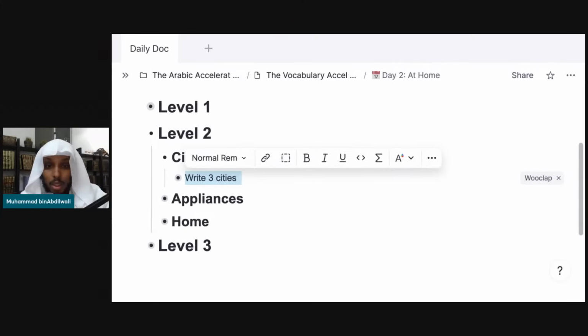All right. Write 3 cities in Arabic. Bismillah. Don't write them in English, please. In Arabic. And I hope that you write cities that are different. No. Write cities that are different, okay? To how they are normally in English. There are some cities actually like that.